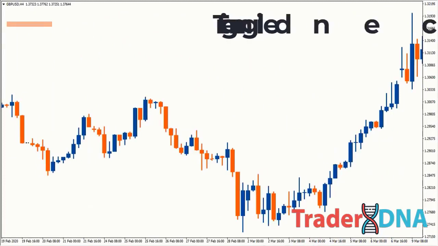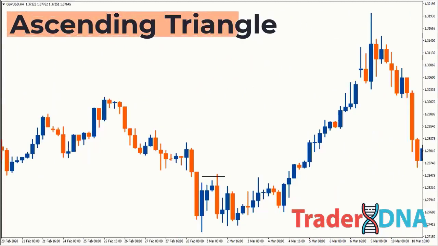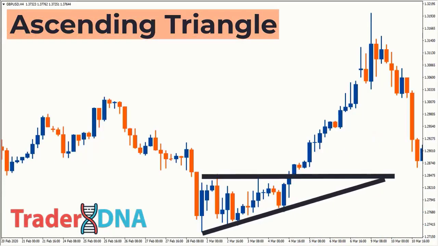8th. Ascending triangle. The ascending triangle is a bullish continuation pattern which signifies the continuation of an uptrend. Ascending triangles can be drawn onto charts by placing a horizontal line along the swing highs or the resistance and then drawing an ascending trend line along the swing lows or the support.